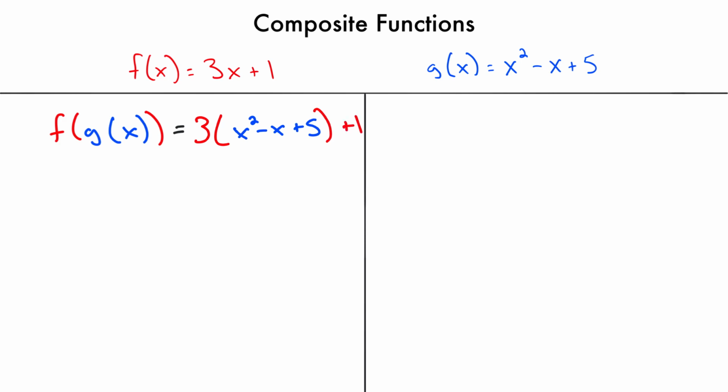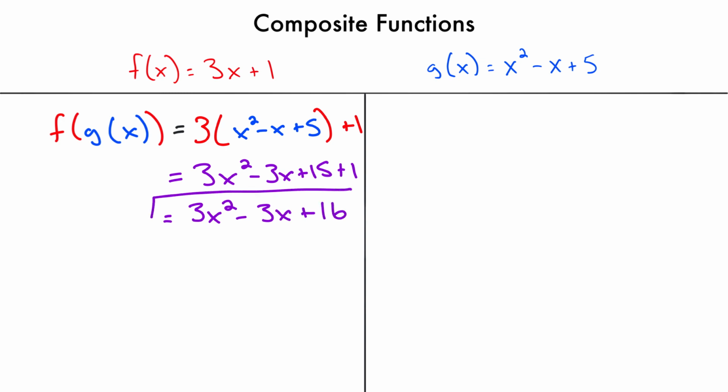So I took the x value in the function f and I replaced all of it with the function g. I think it makes sense, since we're dealing with a red and blue function, that when I take the composite, they would be purple. That would give me 3x squared minus 3x plus 15 plus 1, which is equal to 3x squared minus 3x plus 16 as my final answer.